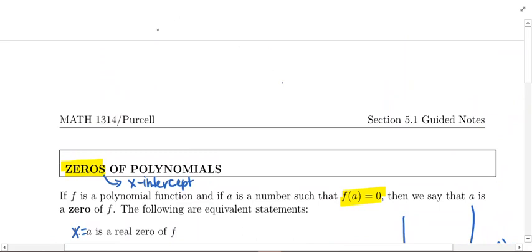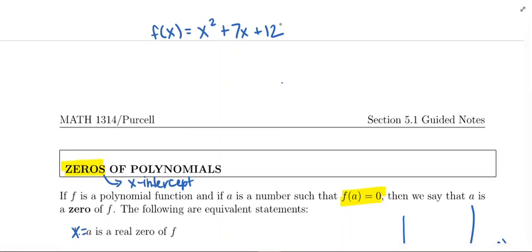Say we had a quadratic equation, say x squared plus 7x plus 12. This is a quadratic function. The highest power of x is 2. It's a polynomial. Every quadratic function is a polynomial. Back in the day, this was actually section 4.3, we said, what if we wanted to graph the function? It's going to be a parabola. And we said we had to find the vertex and then we had to find the x-intercepts.